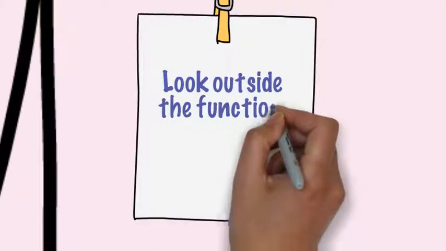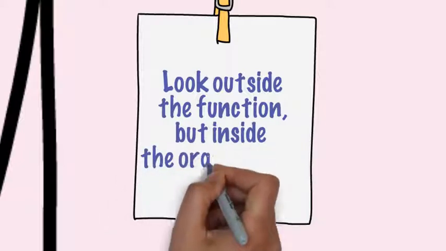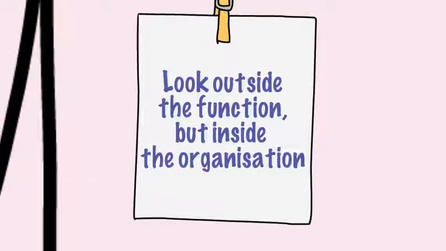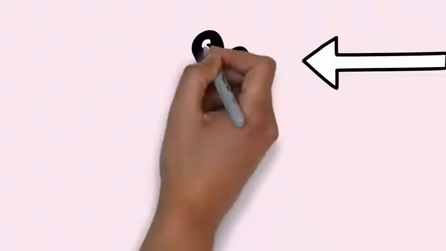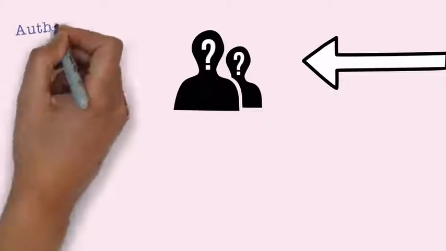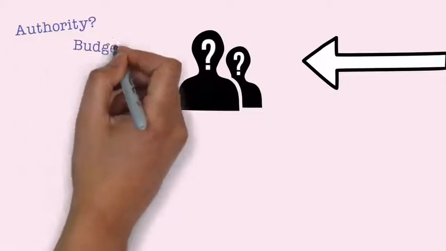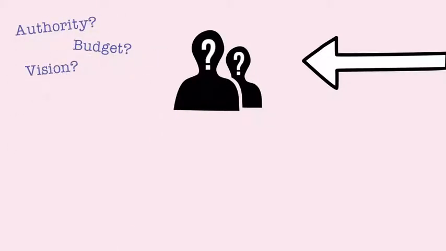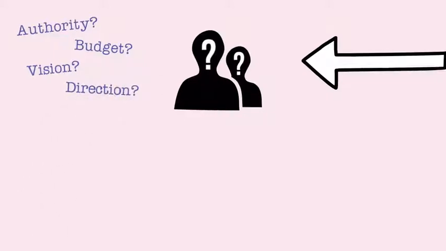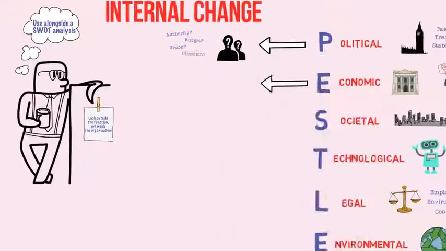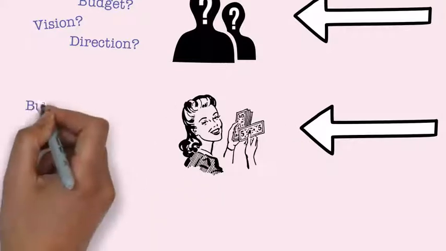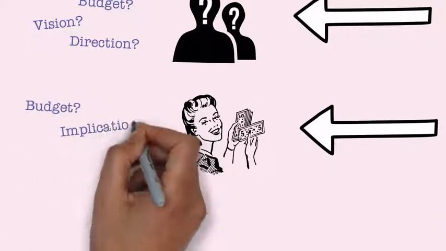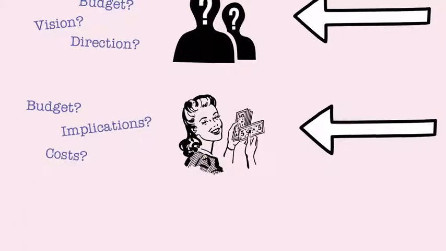Using the PESTLE to look at factors outside of the function, but still inside the organisation, can highlight factors such as political, so who has the power to make things happen, who has the authority to stop the change, what are tensions around budget approvals, setting vision, goals and directions. Economic. What's the project budget? What are the financial implications of the change? And what will be the cost of action and not acting?